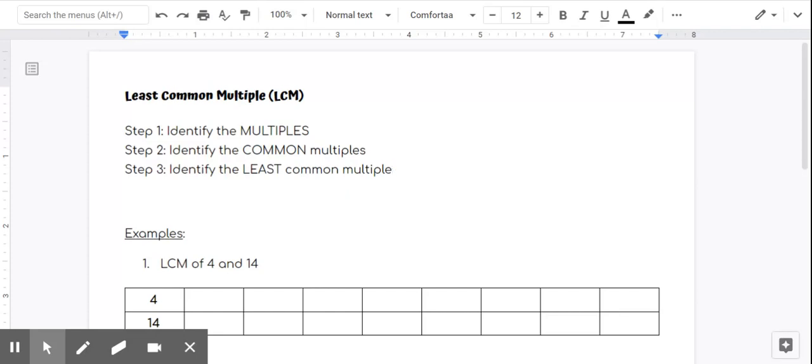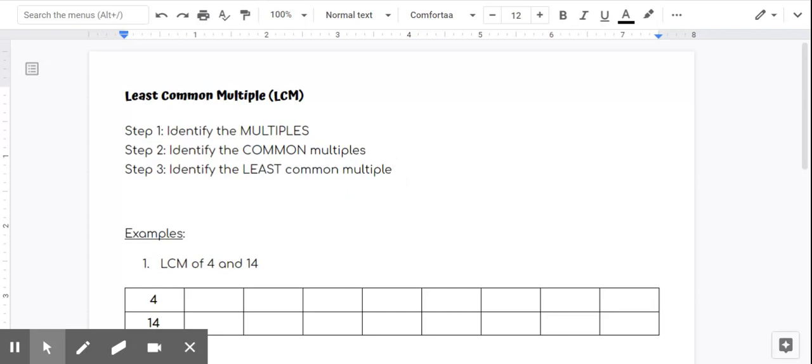Step one is we identify the multiples. And multiples are the numbers we get by multiplying a given number. And these are numbers that we'll find in our multiplication chart. Step two is we identify the common multiples, so the numbers that both values have in common. And step three is then we identify the least common multiple, or the lowest common multiple. So we are going to do two examples together.